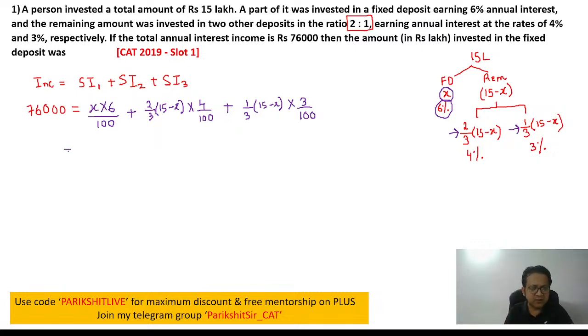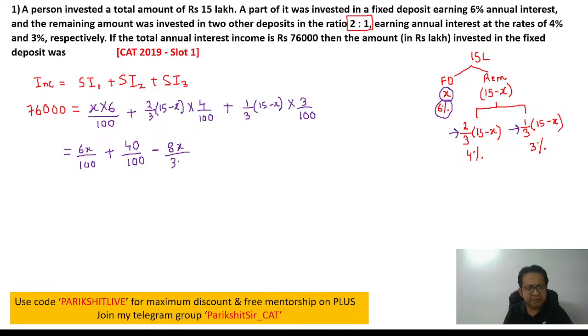You can just figure out the value of X from here. So 6X by 100, and you multiply this 2 by 3 into 15. 2 by 3 into 15 is 10. 10 into 4 by 100 is 40 by 100. I hope this is clear. 2 into 15 is 30, 30 by 3 is 10, 10 into 4, 40 by 100 minus 8X divided by 300.